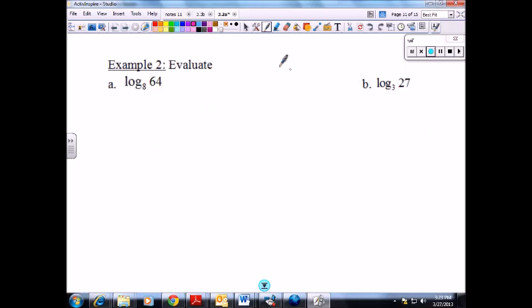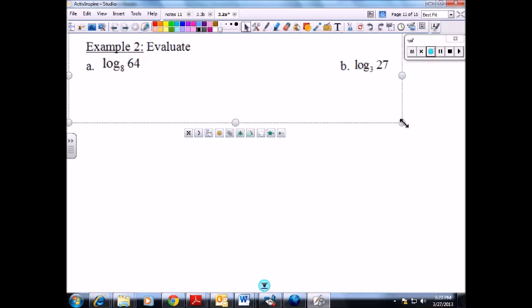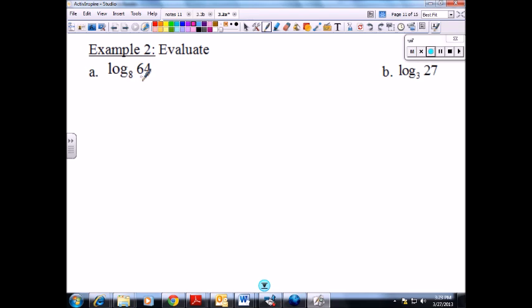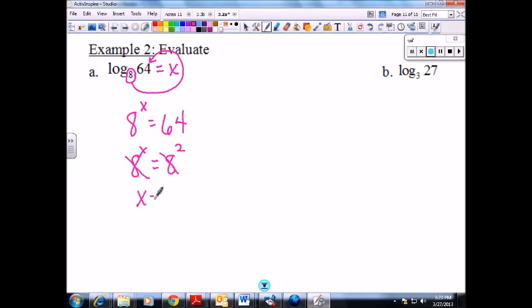Now this says evaluate. I don't know what this is equal to, so I say equals x. I can rewrite it without the logs. 8 to the x equals 64. Well, 64 is 8 squared. And then I kill my 8's. x equals 2. Same thing here.